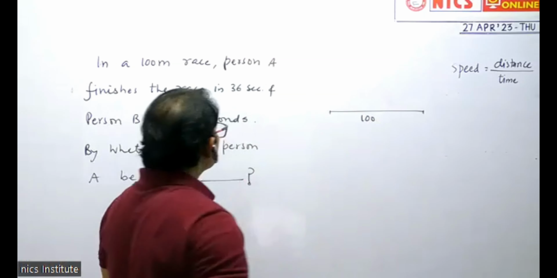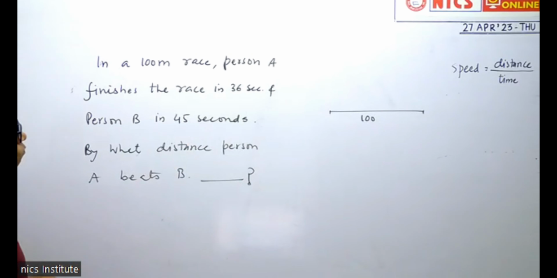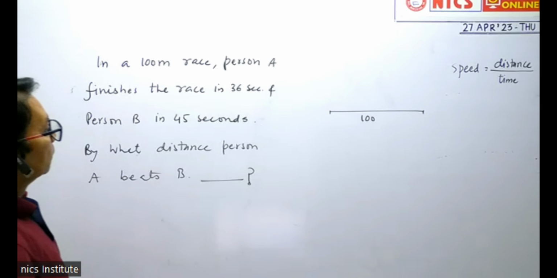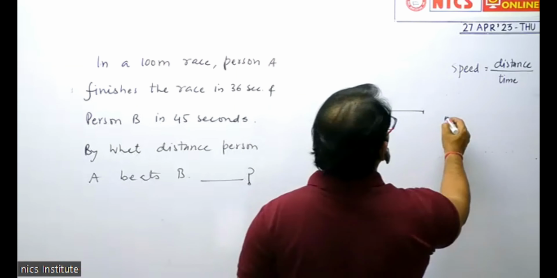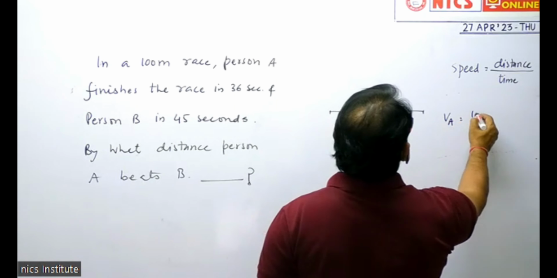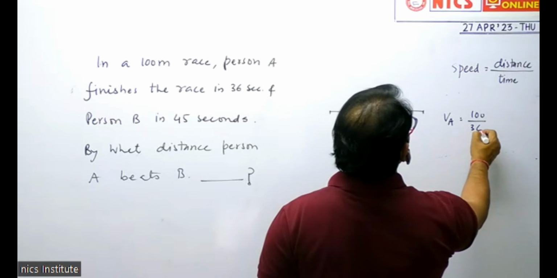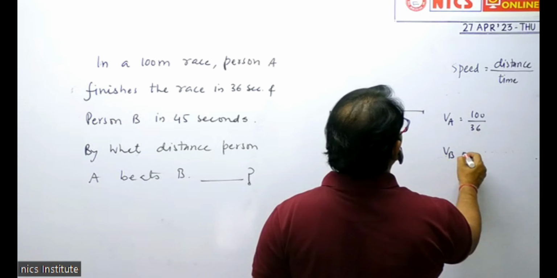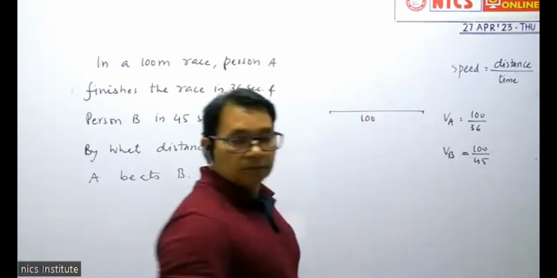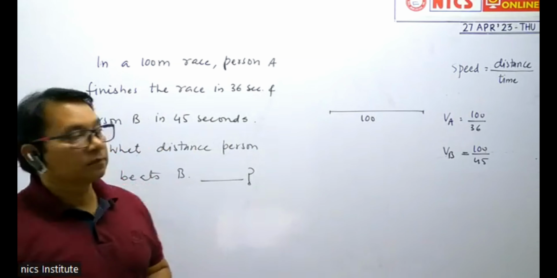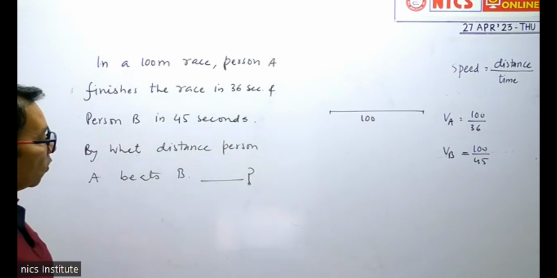The 100-meter race. So we can find the speed of A and B. Speed of A would be 100 meters by 36. That of B would be 100 by 45. Perfect. Speed would be distance upon time.